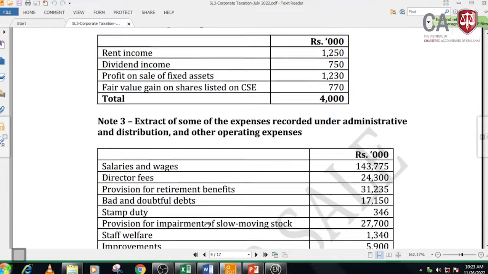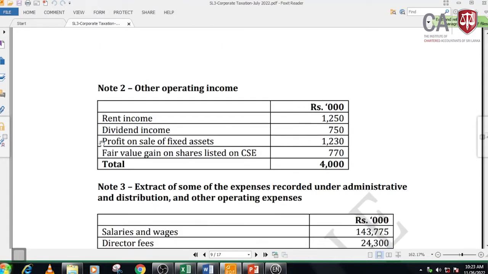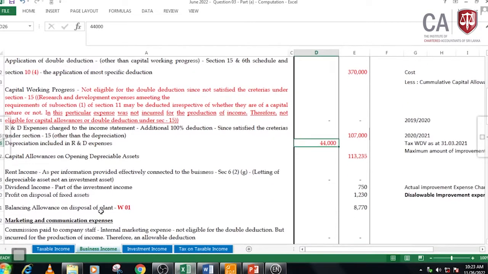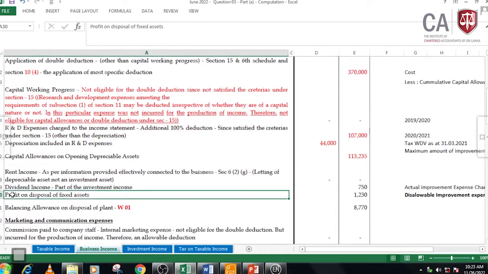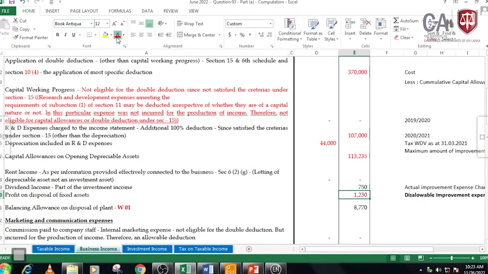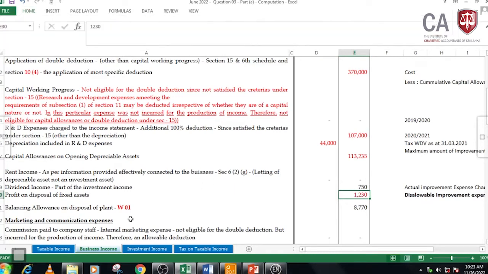Before that, here, the profit from sale of the fixed asset, for this one, it's a profit. You have to remove this from the accounting profit before tax. Now let me come to those adjustments, which is the profit on disposal of fixed asset. It is in the PBT. I have to remove it from the profit before tax. Now let me come to the computation of the balancing allowance or the assessable charge.